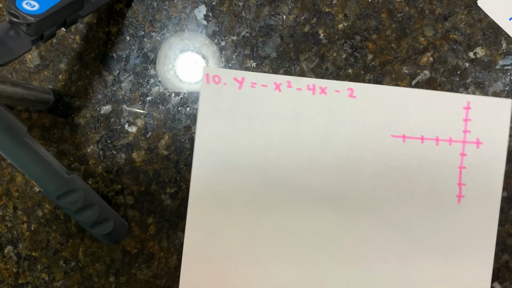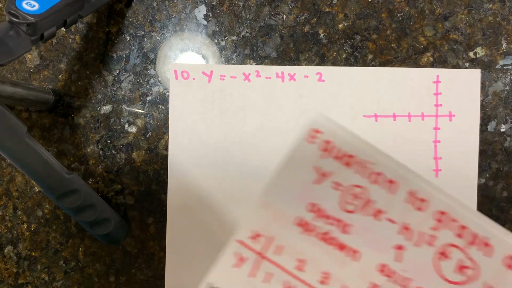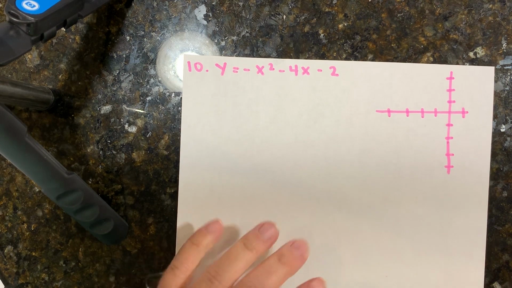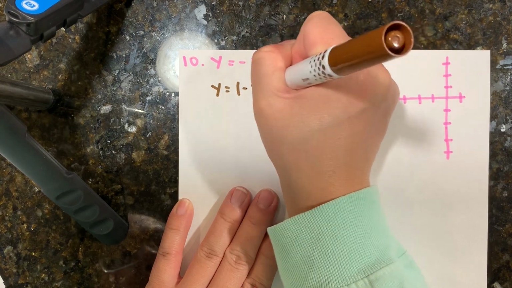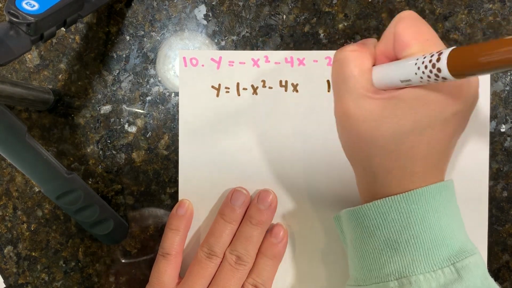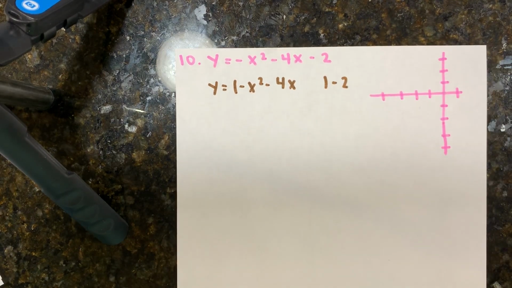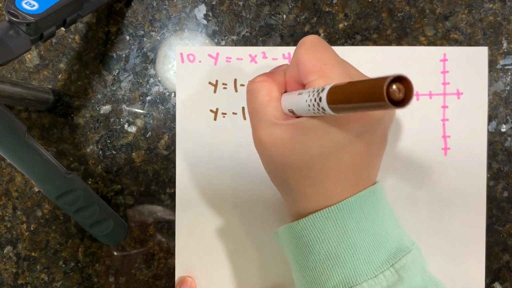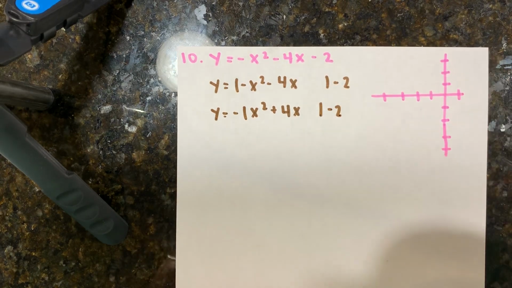Okay, and then the last one that I wanted to attempt with you was number 10. Again, it's the same type of problem. So what we need to do is we're going to start by putting all the x's in parentheses to complete the square. So this would be y is equal to negative x squared minus 4x minus 2. Before I can complete the square, though, the x squared has to be positive, so I'm going to factor out the negative sign. So that would be plus 4x, and then minus 2.